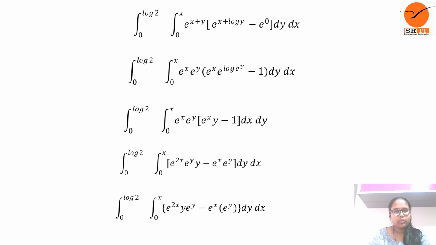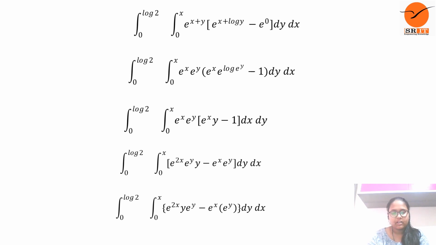Integral 0 to log 2, integral 0 to x, e power x plus y into e power x plus log y minus e power 0, dy, dx. Integral 0 to log 2, integral 0 to x, e power x, e power y, e power x, e power log y, minus 1, dy, dx. Integral 0 to log 2, integral 0 to x, e power x, e power y into e power x y minus 1, dy, dx. Integral 0 to log 2, integral 0 to x, e power 2x, e power y, y minus e power x, e power y, dy, dx.